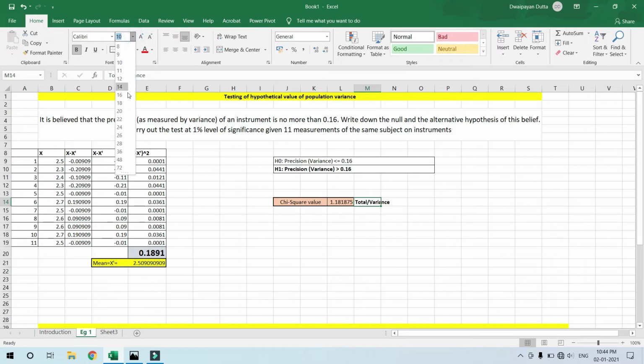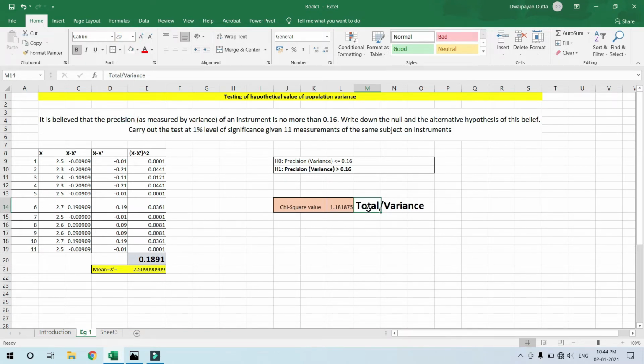Just let me increase the size a little bit, you will be able to understand this one. This total plus variance. What is the total? Total is this value, the total of this whole column. Alright, this total of this whole column by the variance. Now how do we get this? See, I have this chi-square value, I have divided this part, that is the total, by the given variance.